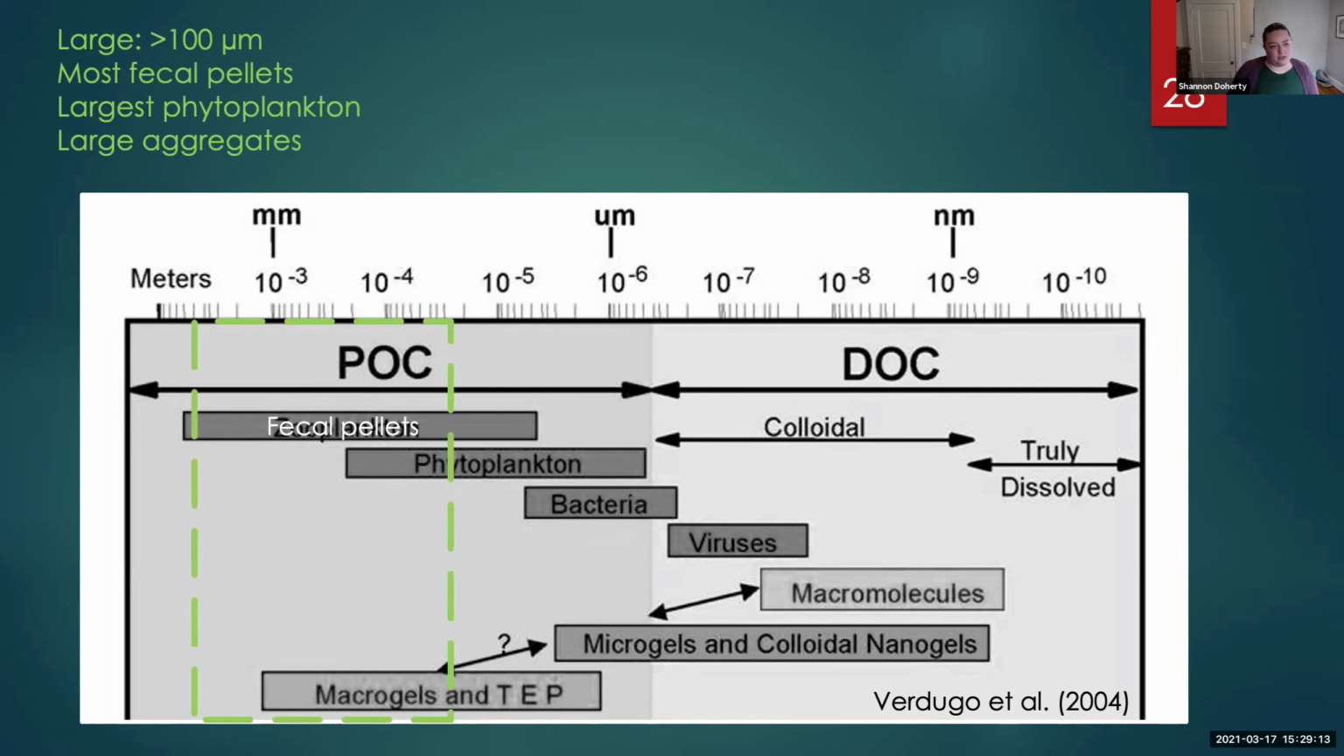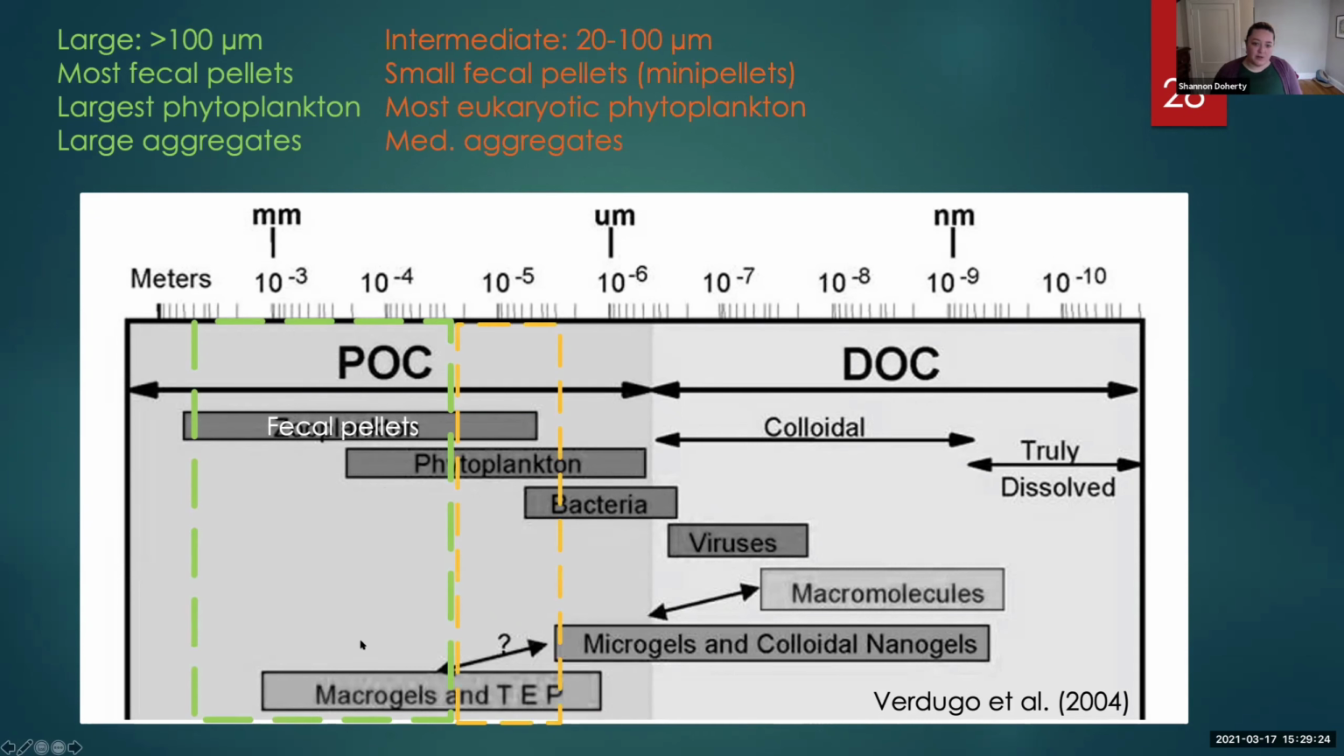So to overlay our large particles, what falls in this group is most of our fecal pellets, our largest phytoplankton, and large aggregates. Our intermediate particles will be our small fecal pellets, known as mini pellets, and most eukaryotic phytoplankton and medium aggregates.